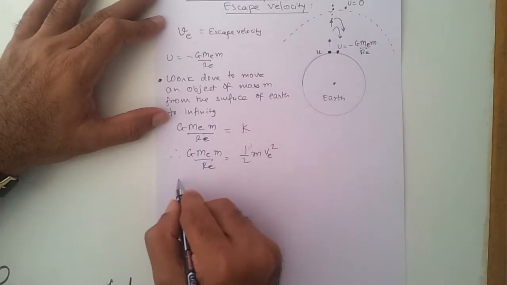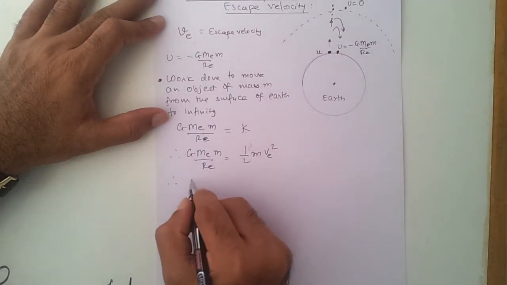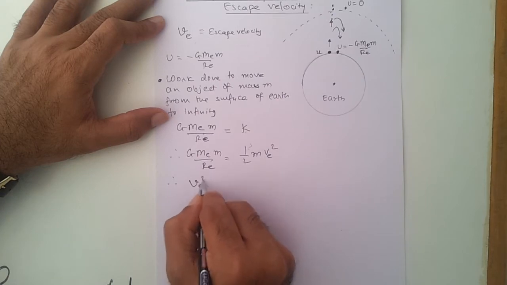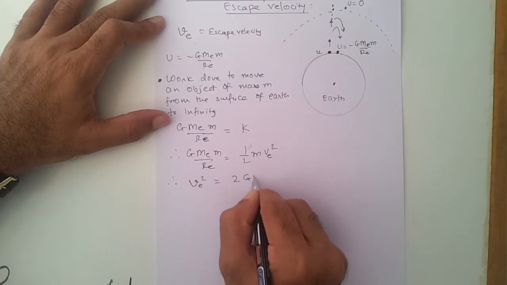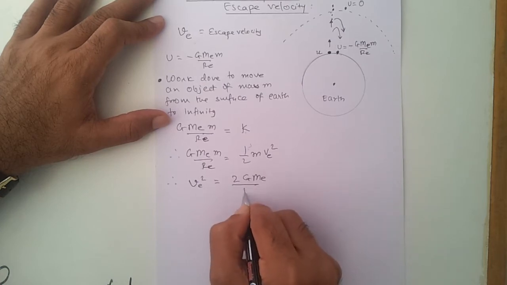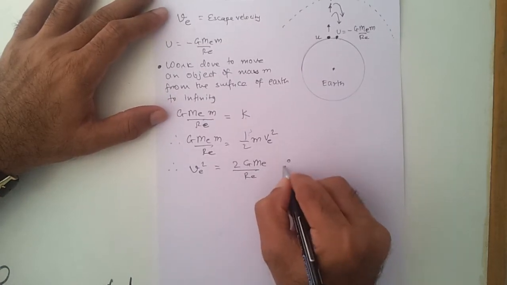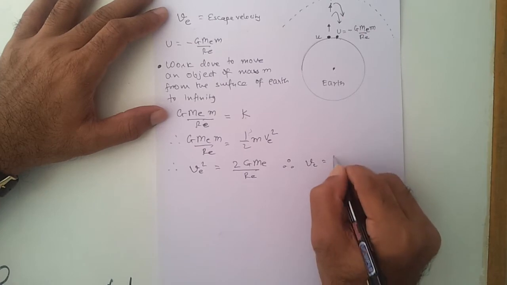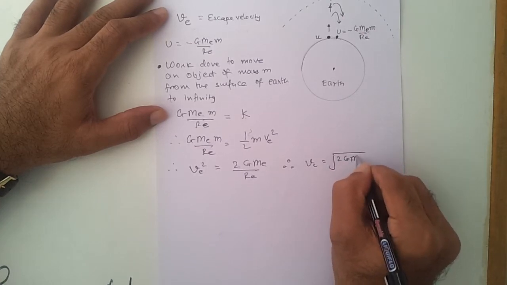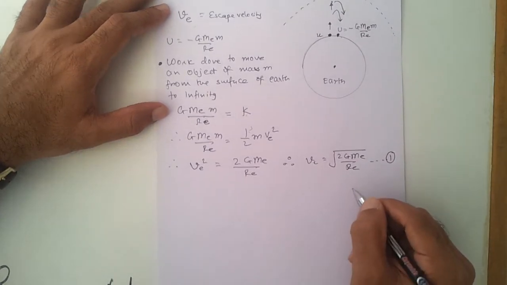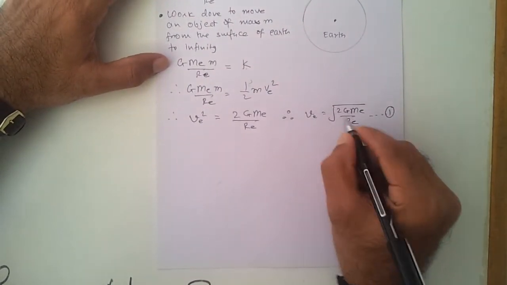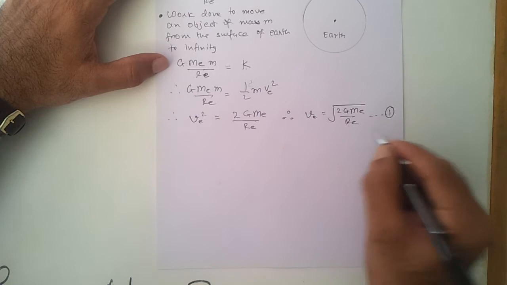And if I further solve this, I'll get ve square is equal to 2 GMe upon Re, and therefore I get ve is equal to square root of 2 GMe upon Re. Let's call this equation 1. So I have got an expression for escape velocity.